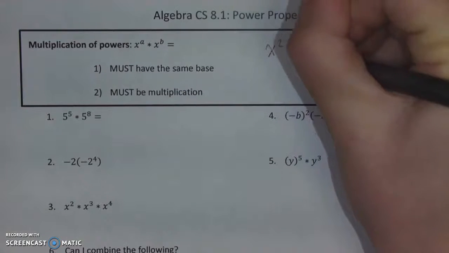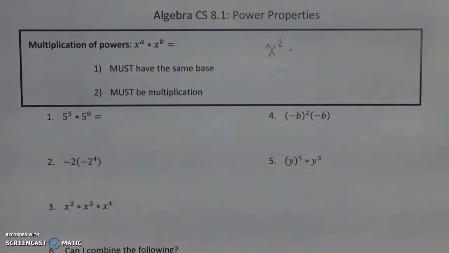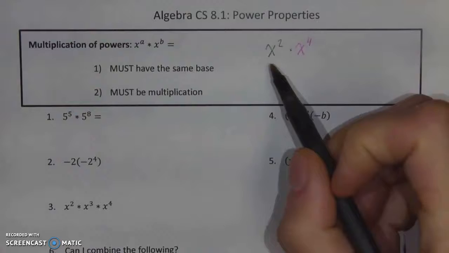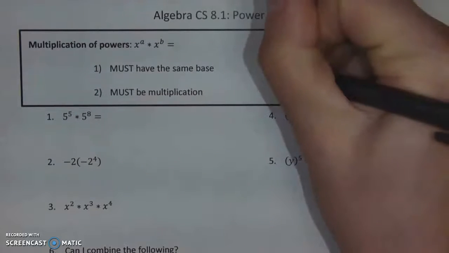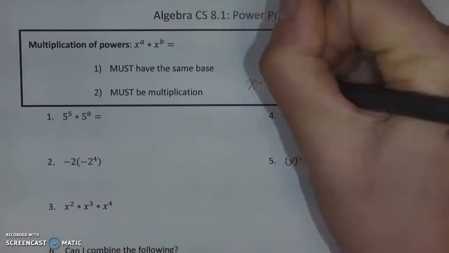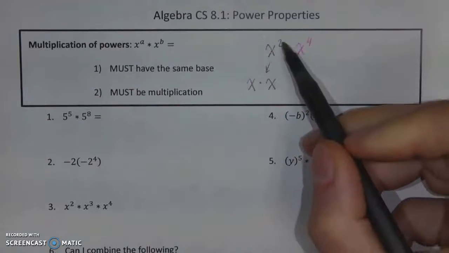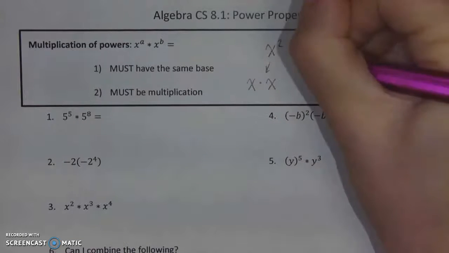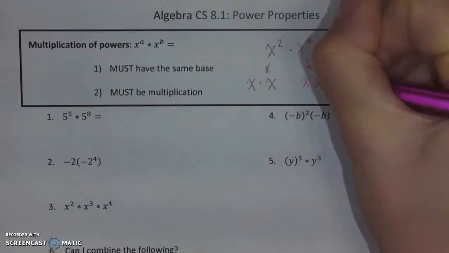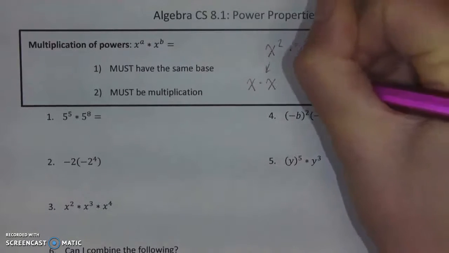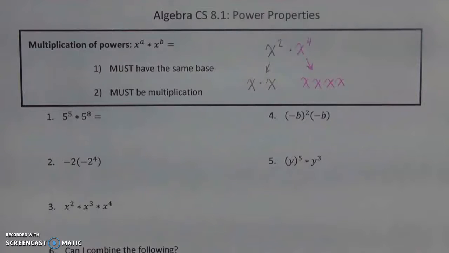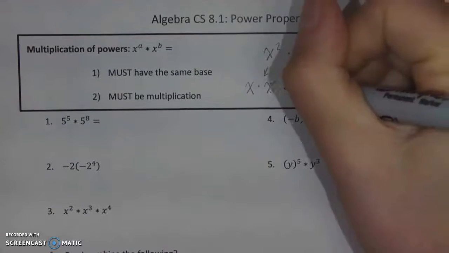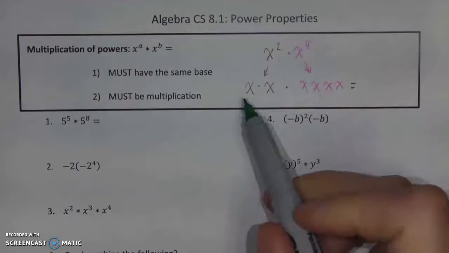Let's say we have x to the 2nd times x to the 4th. Well, if I did x to the 2nd times x to the 4th, I could rewrite these as they are in multiplication. I know that x to the 2nd is x times x. I know that x to the 4th is just x times itself 4 times. And I know that between them is a sign of multiplication. So let's look at what I just wrote here. Now this whole thing can be simplified.